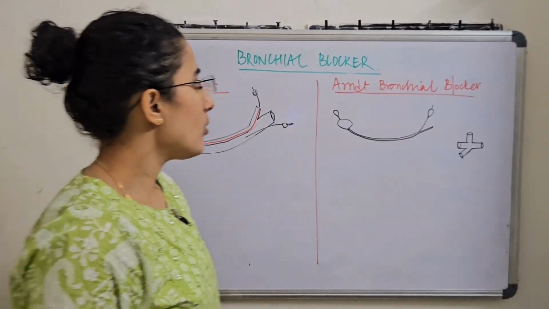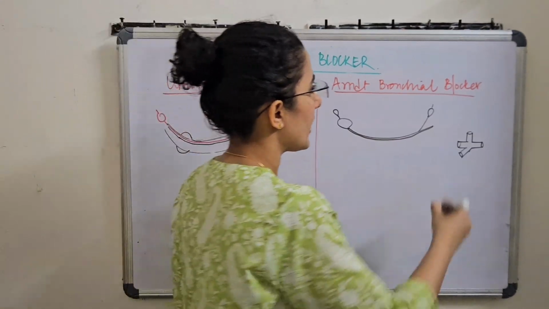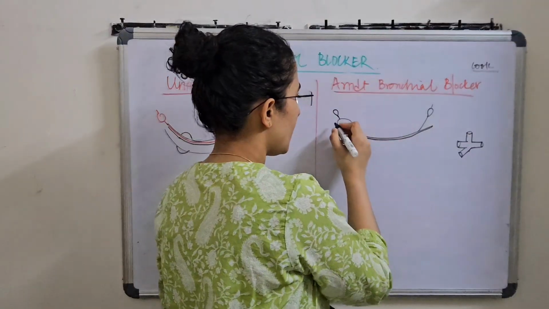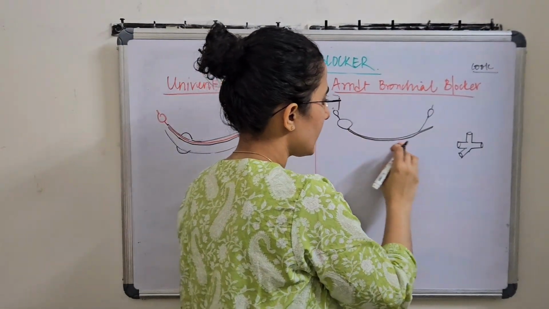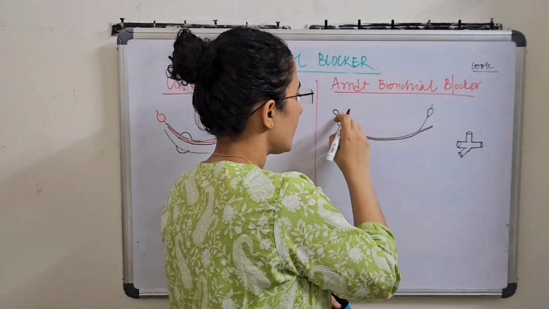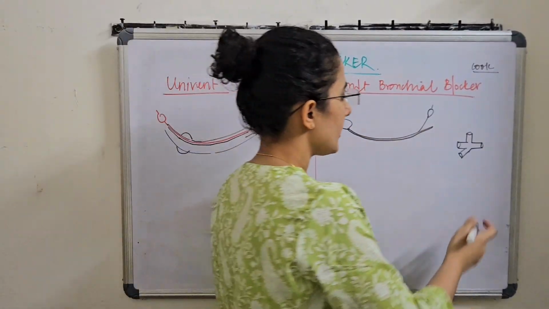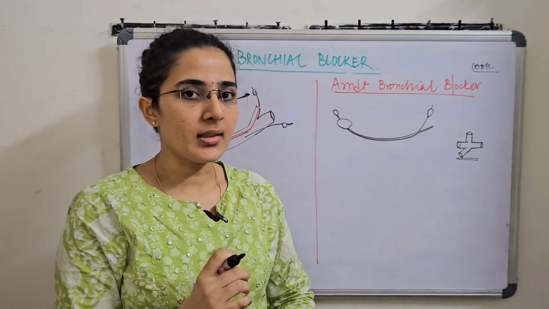Okay, next we come to the Arndt bronchial blocker. This was manufactured by Cook. This bronchial blocker has a special characteristic: it contains a blocker with a nylon wire that comes along with it. It also has a four-sided adapter that usually comes with it.